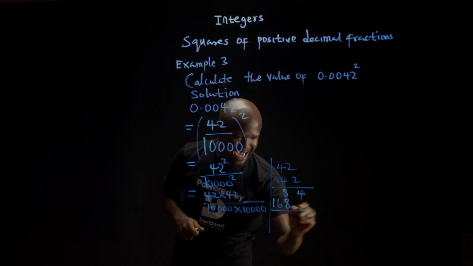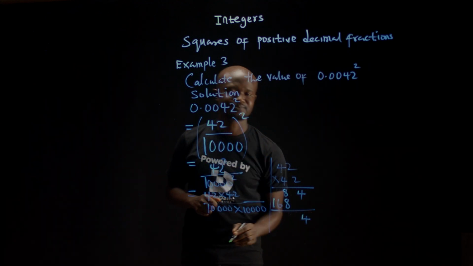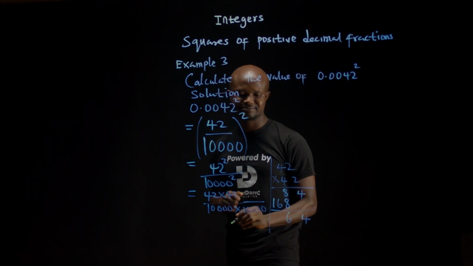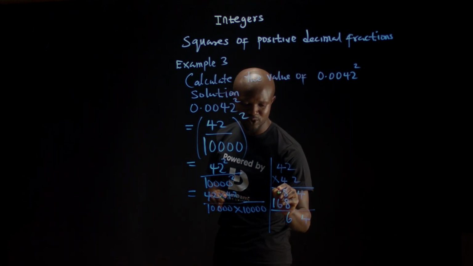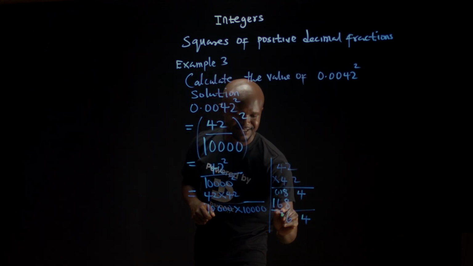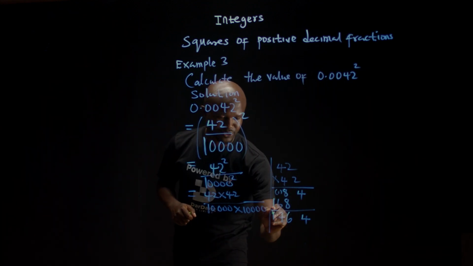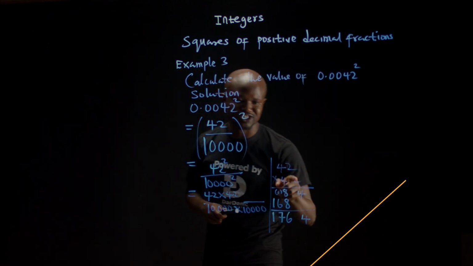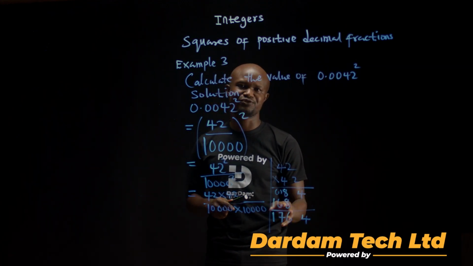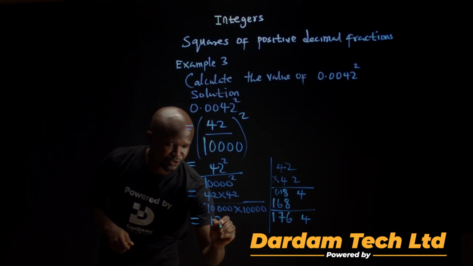Then what do we do? We add. We are going to add from the back. What do we have? 4. Then the next line, 8 plus 8, 16. We write 6 and carry 1. Now, 1 plus 6, 7. Now, what do we have? We have 1 here. So, it means that 42 times 42 is the same thing as 1,764. And this represents the value for the numerator.